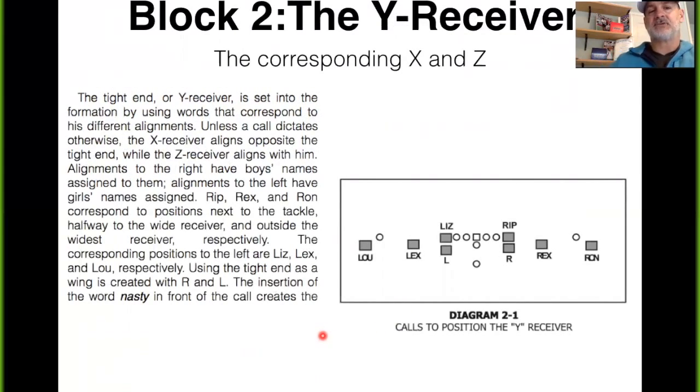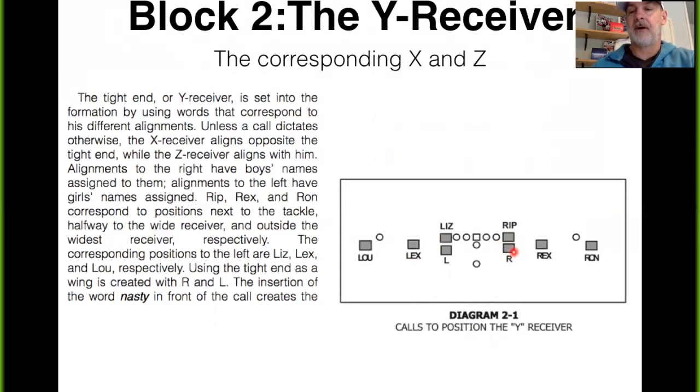Block 2 is where the Y receiver lines up and how that corresponds with the X and the Z receiver. Here's a good diagram of R words that denote where the tight end would line up and L words of where the tight end would line up. So calls to position the Y receiver. In a lot of cases, Y is universal for a tight end. But depending on what personnel group you have, the Y in a 3 wide receiver package is still the Y. This just denotes where everything starts. So this is block 2.